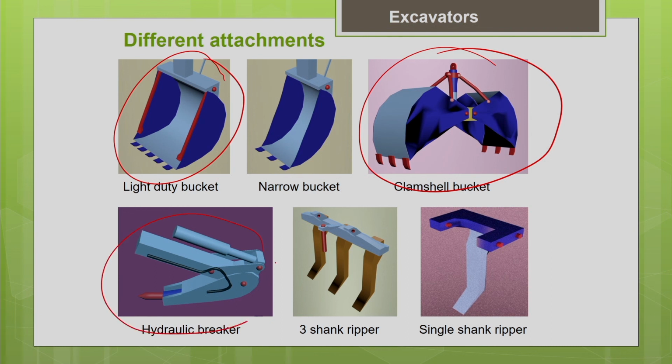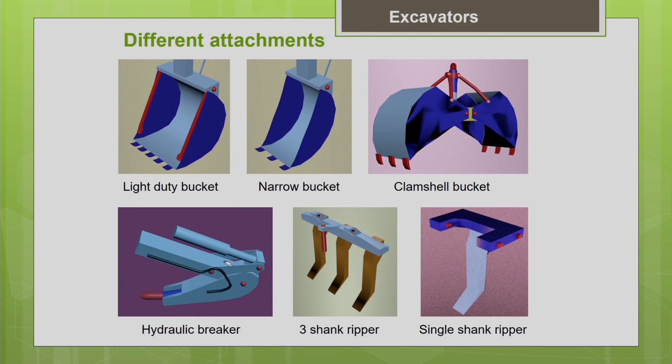And a hydraulic breaker for breaking rocks. You can go for a ripper, as we discussed earlier with the bulldozer: the 3 shank ripper or a single shank ripper for cutting weaker rocks or cutting pavements. Just by changing the attachment. As I told you, there will be a coupling device where you can easily change your hoisting attachment, and you can use different attachments and go for different applications. That makes the machine more versatile.